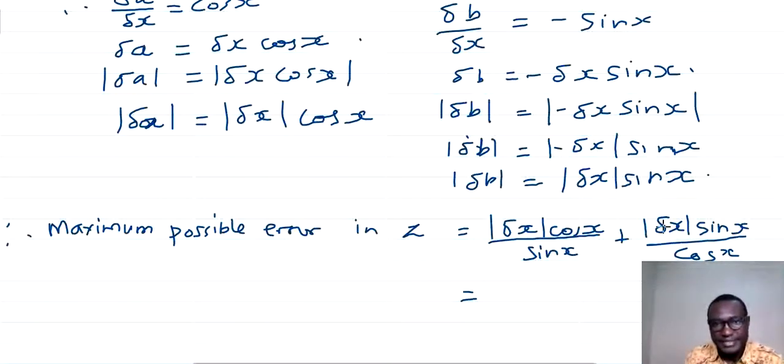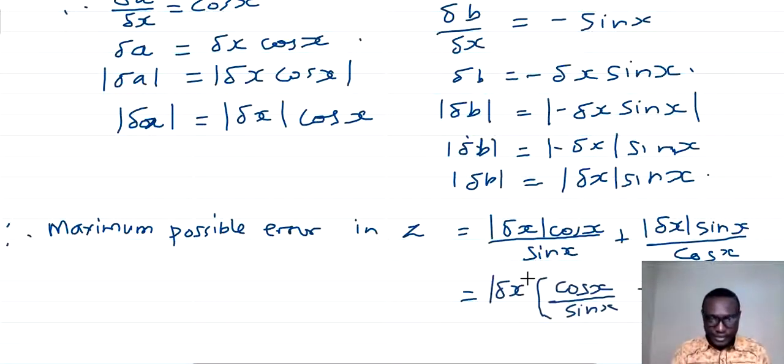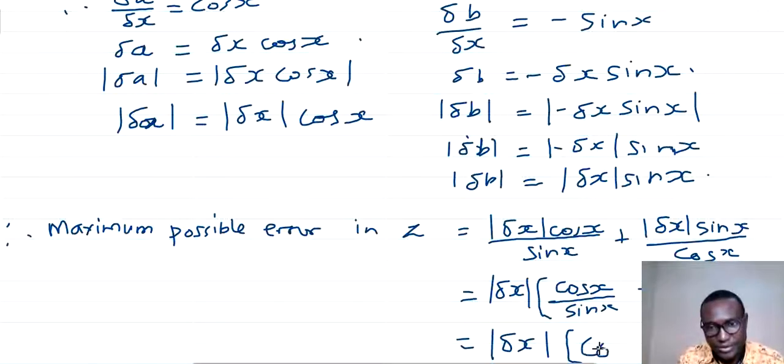Common factor is magnitude delta x. So the next thing is we are going to operate on this. This here is the same as magnitude delta x into cos x all over sin x, which is cot x, plus sin x all over cos x, which is tan x. So this is what gives us the maximum possible error in sin x all over cos x.